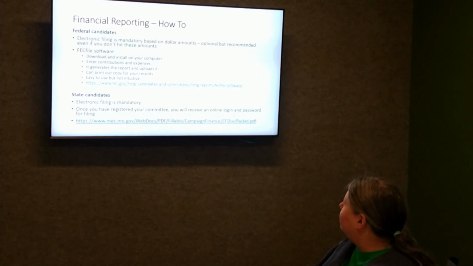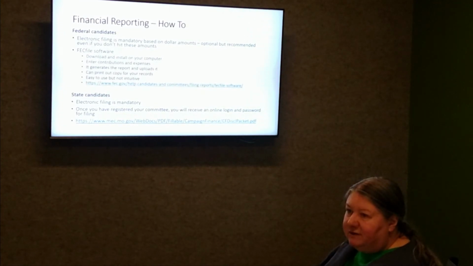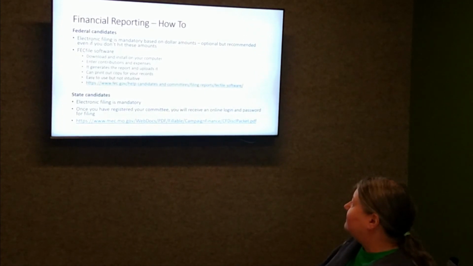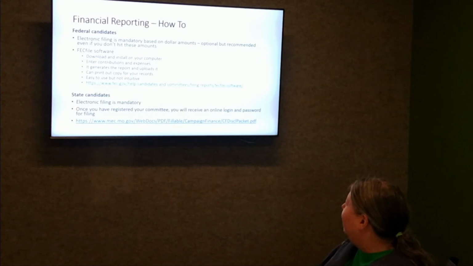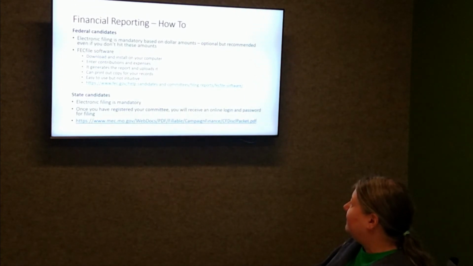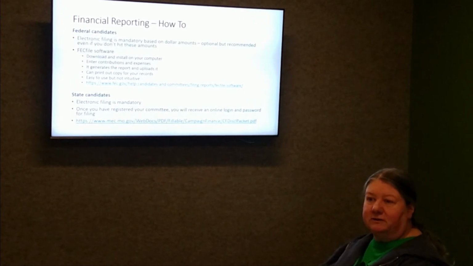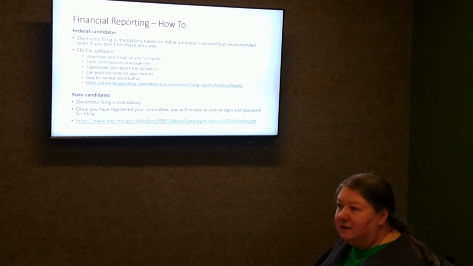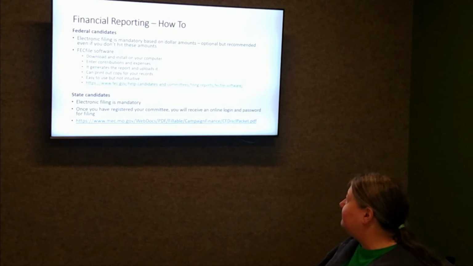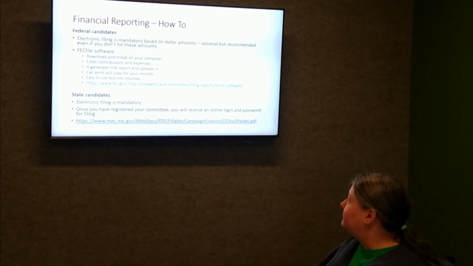Okay. So financial reporting, for federal candidates, based on how much money or what level, electronic filing is mandatory. It's optional below that level, but believe me, you don't want to do it by paper. Been there, done that, don't do that. There is a software called FECfile. You download it, and then you use that to enter in the names and addresses of your contributors, and where you spent your money and the dates and all that stuff. It'll prepare the report for you, and then you can upload it. It's not hard to use, but it's definitely not intuitive. So if anybody is running for federal office in this election cycle, which is Congress, I can help you use the software or help your treasurer use the software.